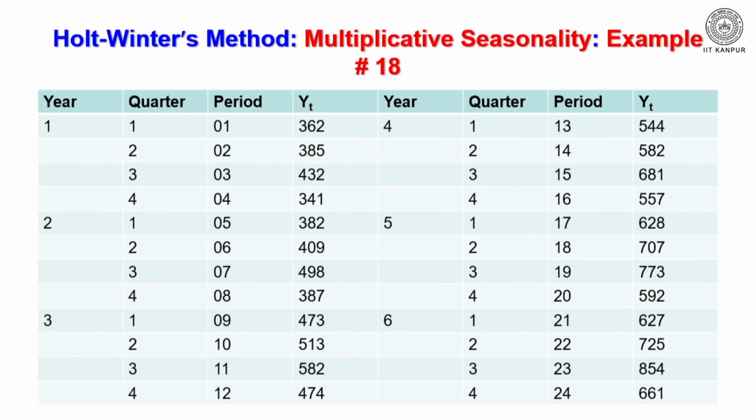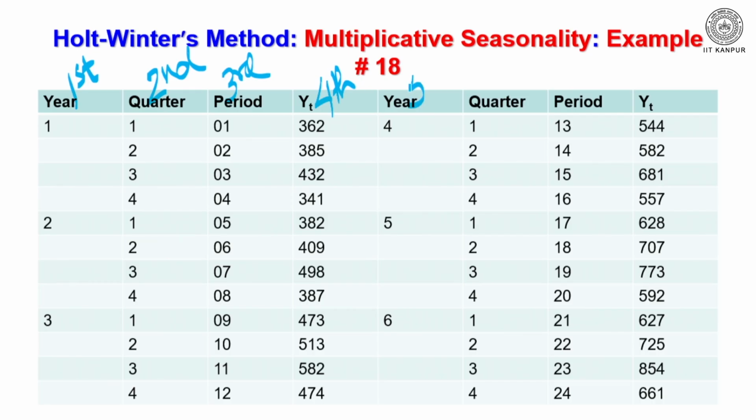Now, here is the same exact data, and we are trying to utilize it with the Holt Winter multiplicative model. In the first column you have the year. In the second column you have the quarter, because it is divided into quarters, so they would be 1, 2, 3, 4. So, 4 into 3 is 12, and it is being repeated. Then the third is the time period, which we have named starting from 1, and the fourth column is the y value.